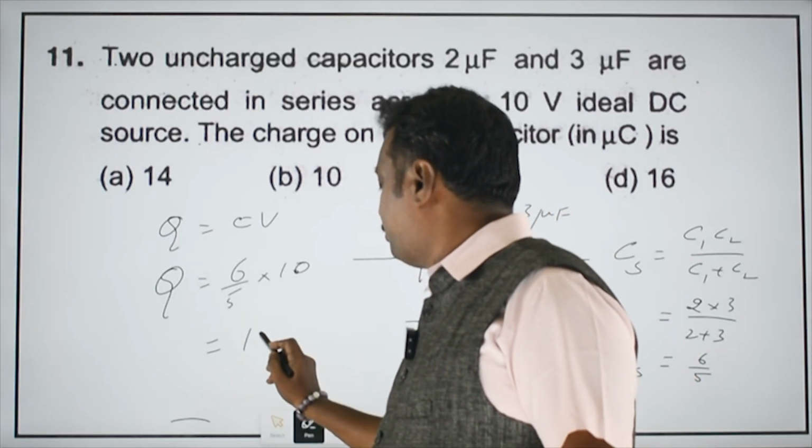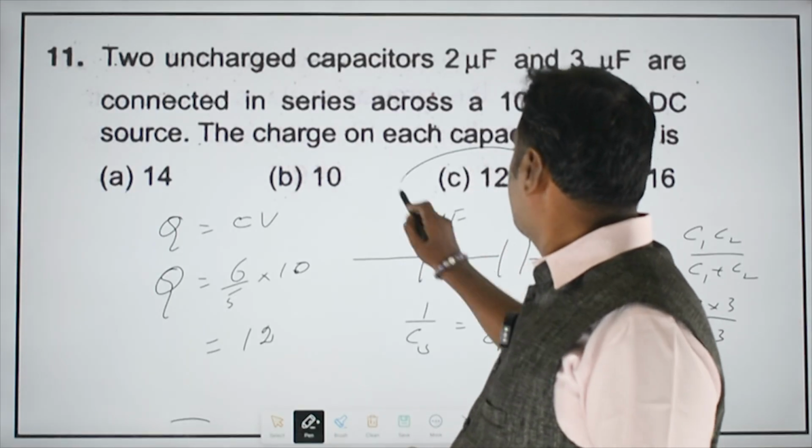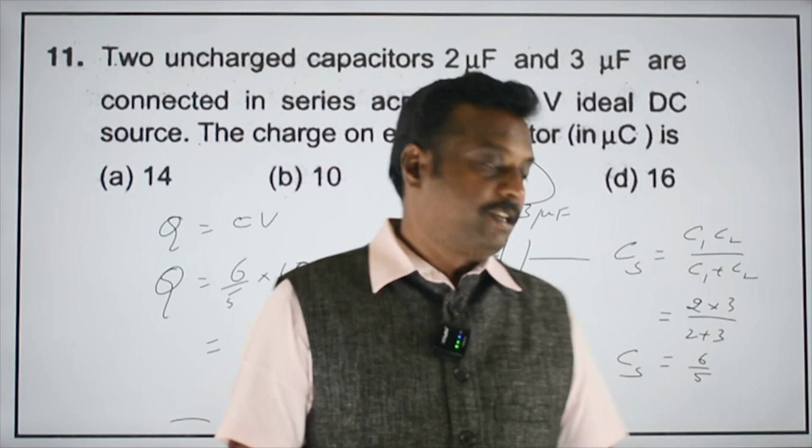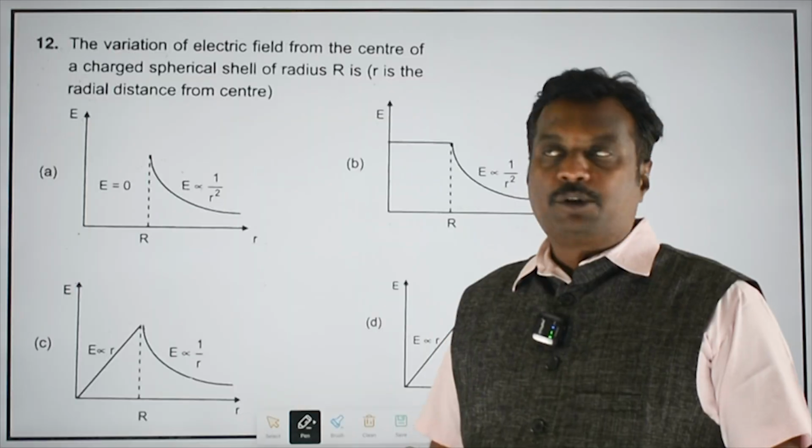இதில் 2 வாட்டி போச்சு அப்படின்னா 6 into 2 will be 12. So 12 microcoulomb will be the right option. Okay, so the option will be option C. Let's go to the next question.